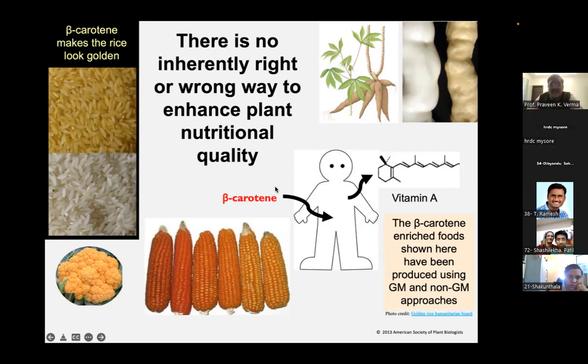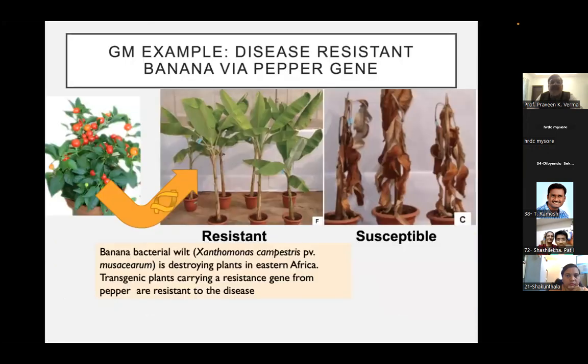So there is the beta carotene, which you all know about in the golden rice, which has been developed. There are also golden cauliflower and golden maize; people have already done all those things. This is one example of GM crops: the disease resistant banana.